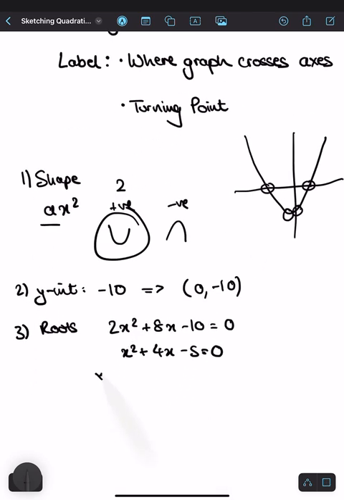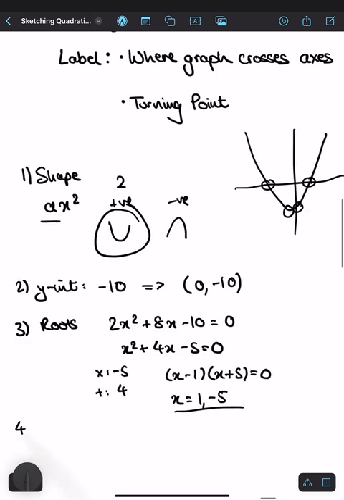So we need two numbers that multiply to give negative 5 and add to give 4. So that would be negative 1 and 5. So (x minus 1)(x plus 5) equals 0, which means that our solutions for x are either 1 or negative 5, since either this is equal to 0 or this is equal to 0. So these are our roots. So now we can label these points and the y-intercept.